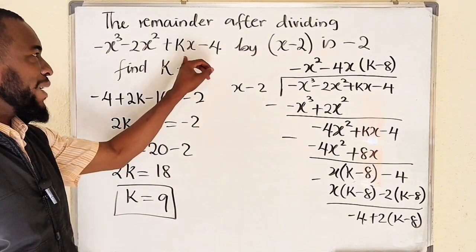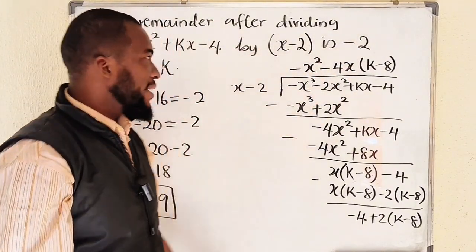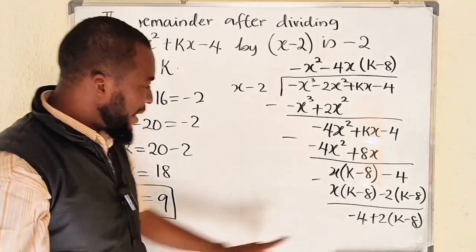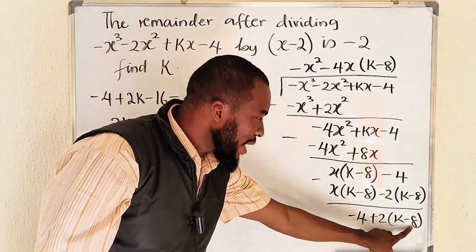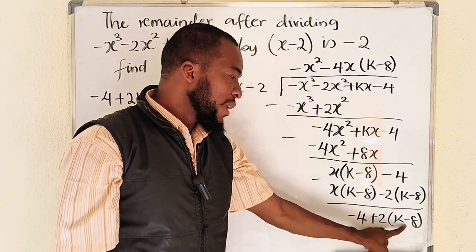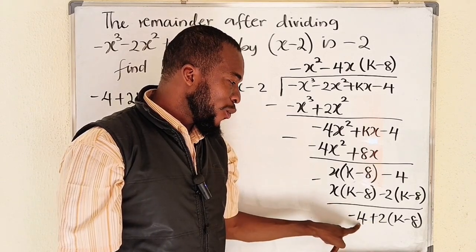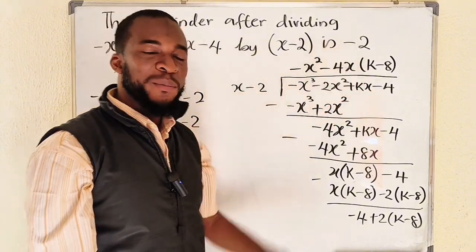And you can plug it back, divide, and see whether you're going to get a remainder of negative 2. And also, if you like, you can test this k in here. So you can see k is 9. So we have 9 minus 8, which is 1. Then 1 times 2 is 2. Negative 4 plus 2 is negative 2, which is indeed our remainder.